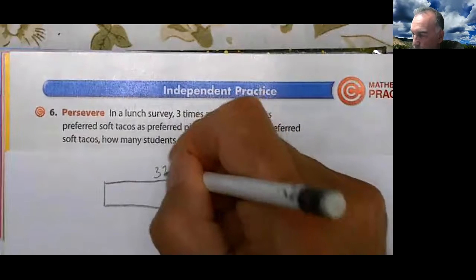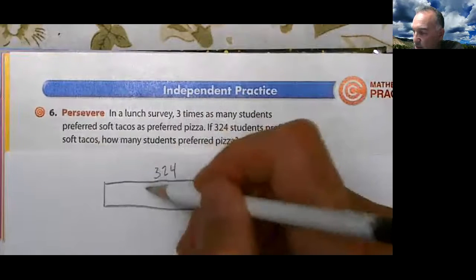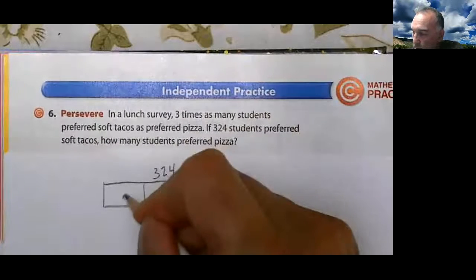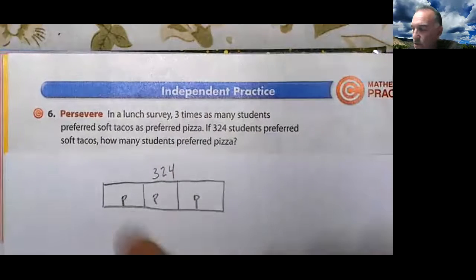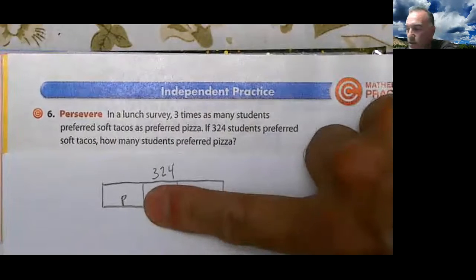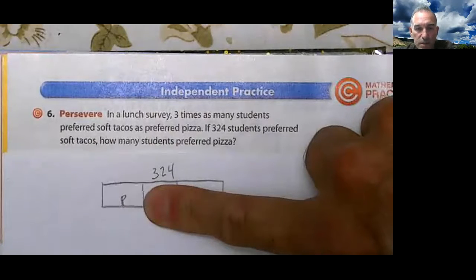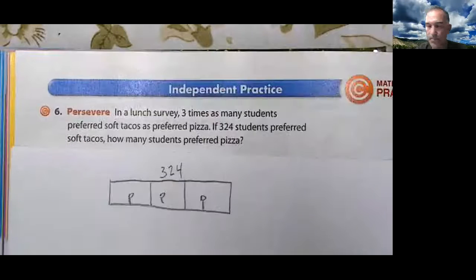Well, more of them must have preferred soft tacos. In fact, 3 times as many. So this must be pizza. Because notice when I block just one of these, here's how many people like pizza. And the whole bar is how many people like soft tacos, which is that amount.